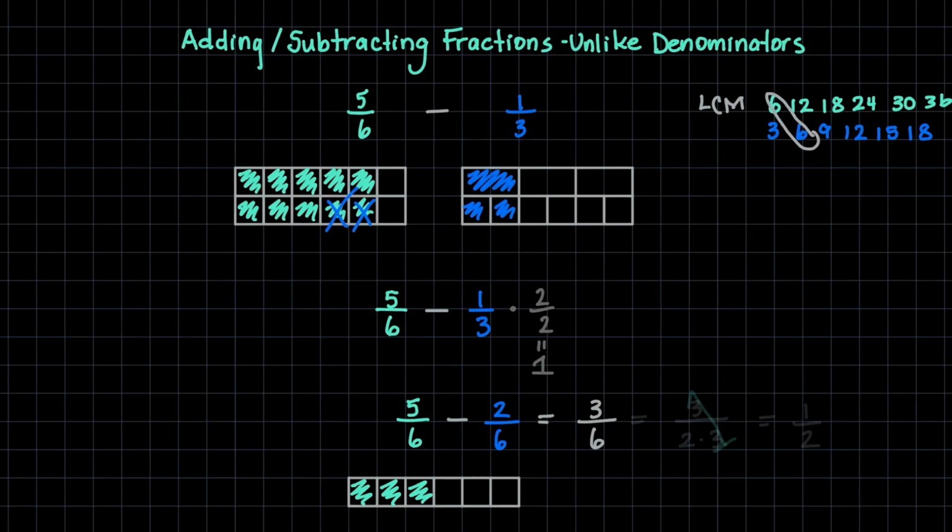Remember, we don't leave anything not simplified. 3 is already prime. 6 is 2 times 3. 3 over 3 simplifies to 1, and we're left with 1/2. And if you look at our final picture, you'll see that 3 out of 6 is exactly half of 6, which is why that simplifies down to 1 out of 2.